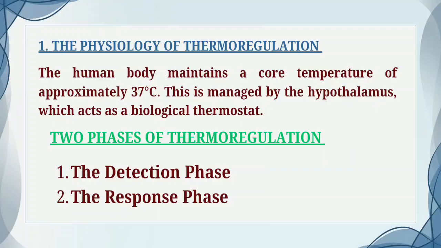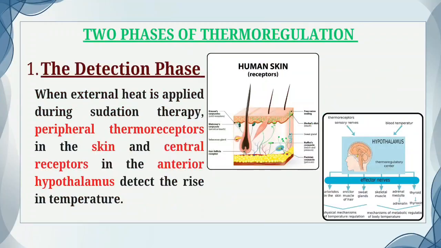2 phases of thermoregulation: the detection phase and the responsive phase. The detection phase. When heat is externally applied during sudation therapy, peripheral thermoreceptors in the skin and central receptors in the anterior hypothalamus detect the rise in temperature.